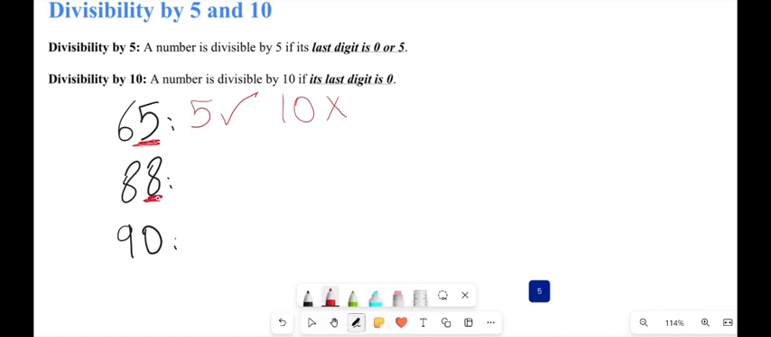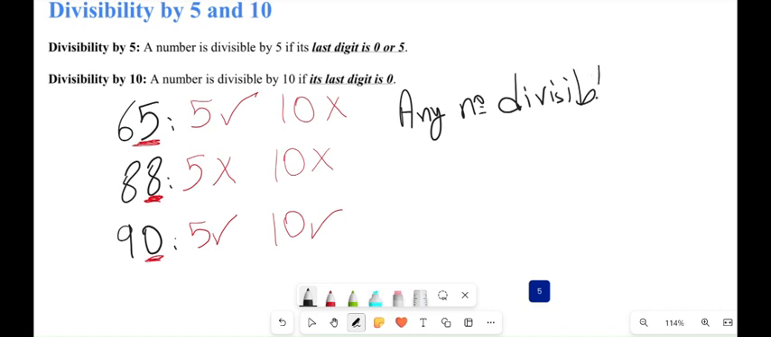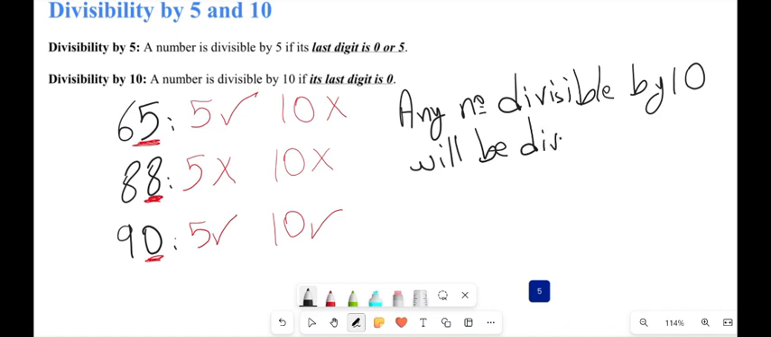Looking at 88, which has the units digit 8, this means it's not divisible by 5 because it's not 0 or 5, and it's not divisible by 10 because it's not a 0. Looking at the number 90, it has the units digit 0, so it is divisible by 5 and divisible by 10. And you should understand that any number which is divisible by 10 will be divisible by 5. That's an obvious rule you can see easily. This is all you need to check for dividing by 5 and 10.